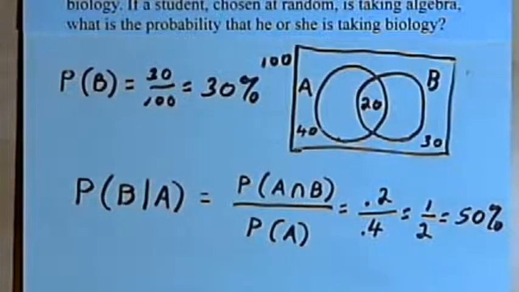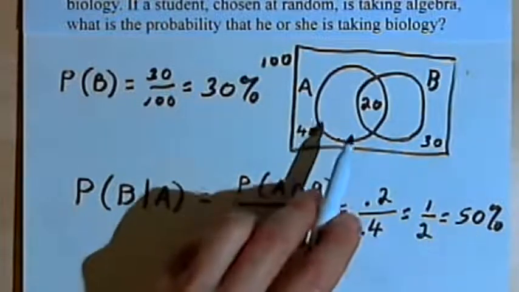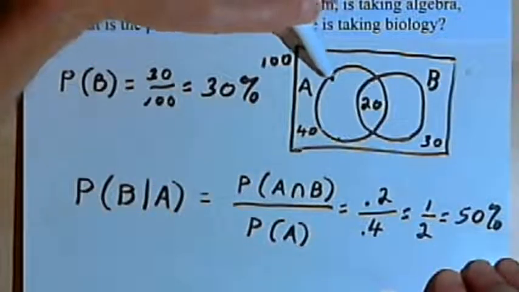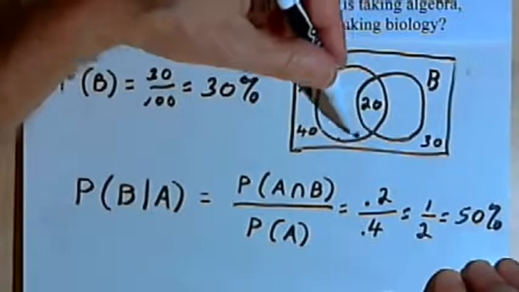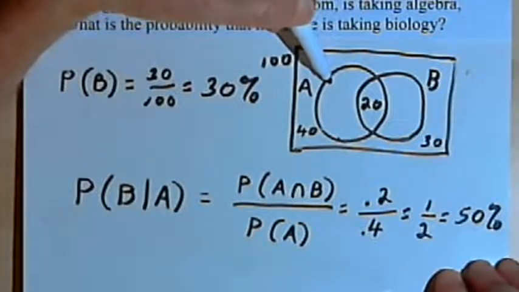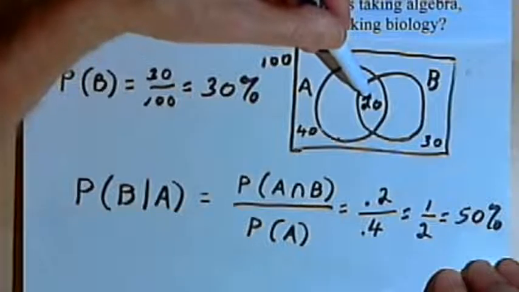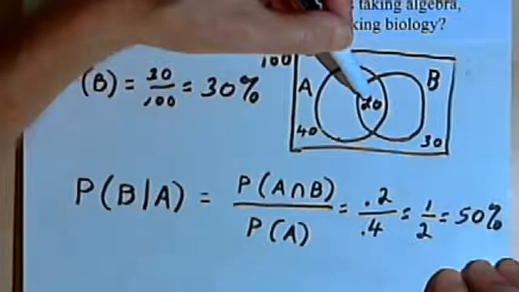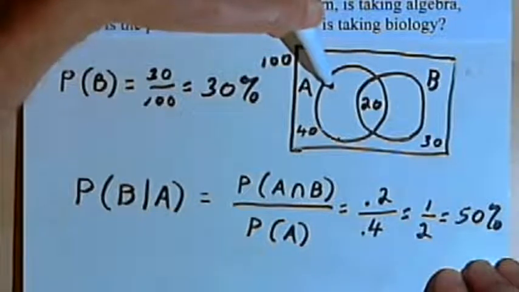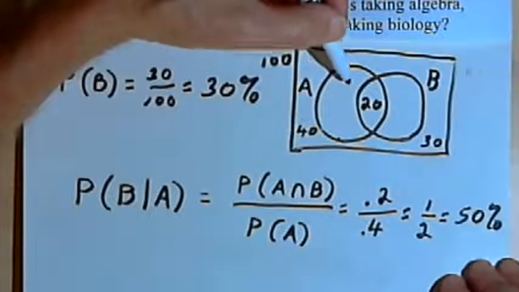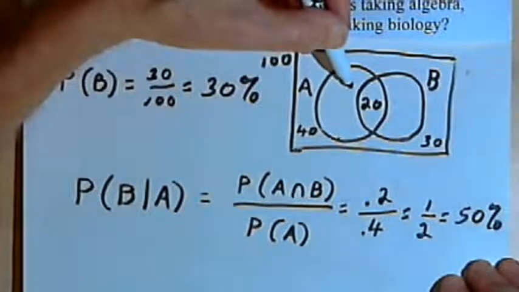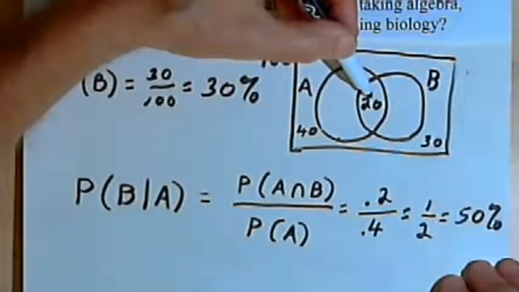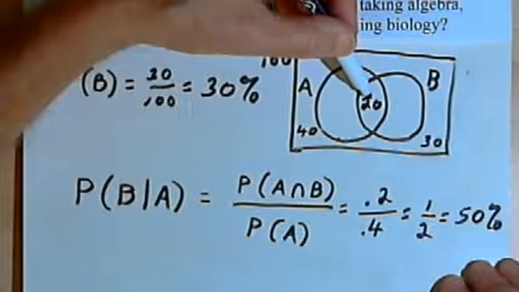Now notice that 50% is different than the 30% that we got when we didn't worry about whether the student was taking algebra. The 50% makes sense if we look at the Venn diagram. Looking at the Venn diagram, what we see is that of the 40 students who have decided to take algebra, 20 of those, half of those, have also decided to take biology. So if we know a student is taking algebra, we know there's a 50% chance that the student is also taking biology, since half of the algebra students decided to take biology.